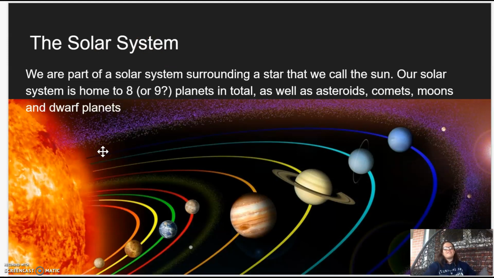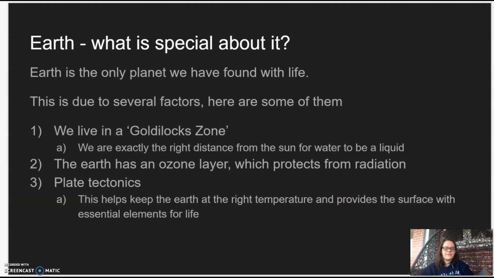We are part of a solar system surrounding a star that we call the Sun. Our solar system is home to 8, though it is contested to be 9, planets in total, as well as asteroids, comets, moons, and dwarf planets. And so, going in from the solar system to Earth, what is special about Earth? Earth is the only planet we have found with life. This is due to several factors, and here are some of them.